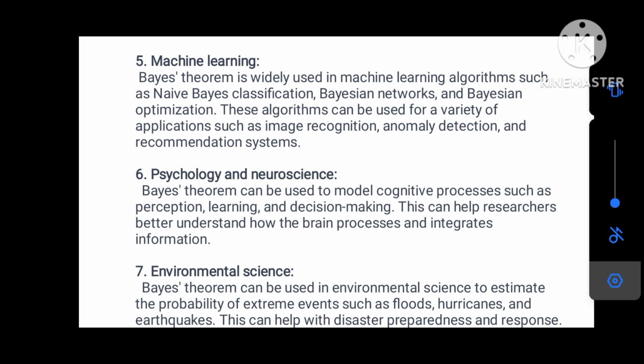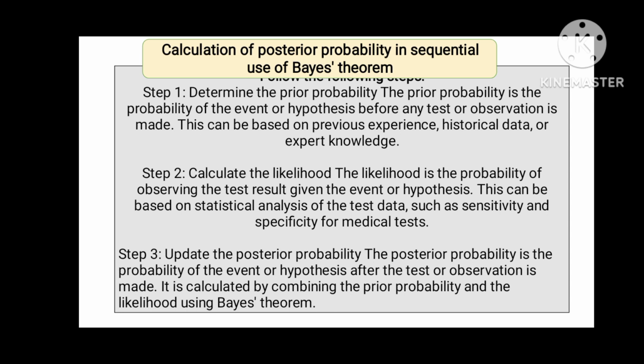Another is environmental science. So different kinds of natural disasters are going on. To predict natural disasters like floods, hurricanes, earthquakes, we can use this sequential Bayesian. So now calculation, how we can calculate? Like how we would calculate the posterior distribution, similarly we can do.